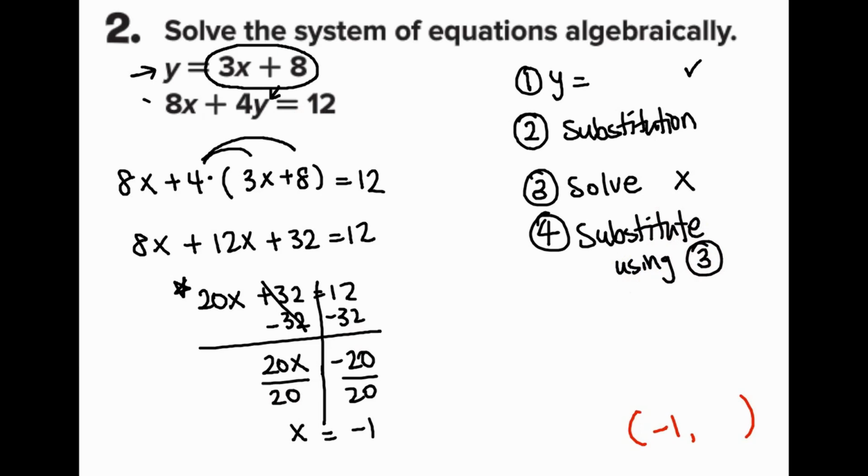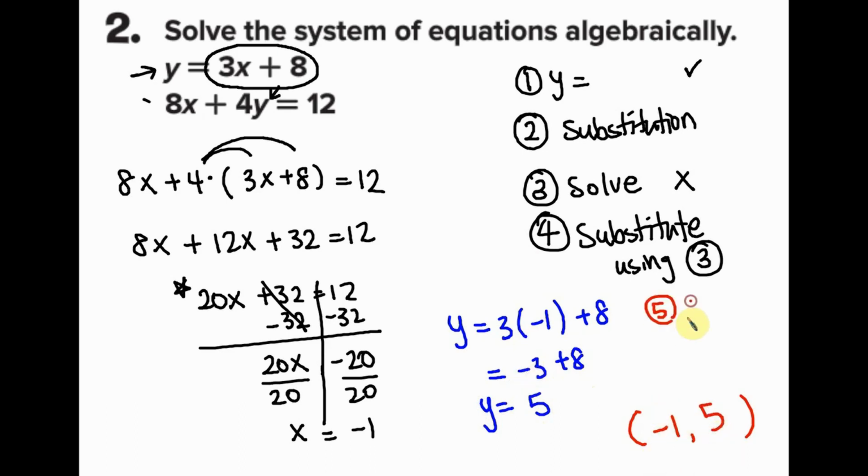Now if I substitute this, I believe the first equation will be easier for me to figure out what the y is. y is equal to 3 times negative 1 for your x, plus 8. Simplifying this, 3 times negative 1 is negative 3, and plus 8 will give you positive 5. So that's how I know y is 5. And when you write the answer, you need to always have x comma y. So here is negative 1 comma 5, and that's my answer.